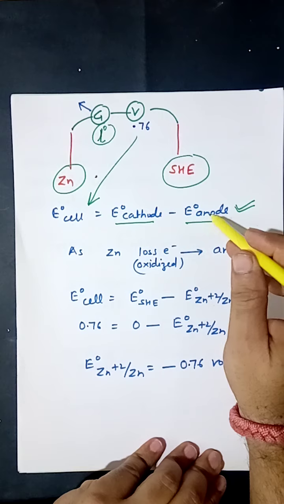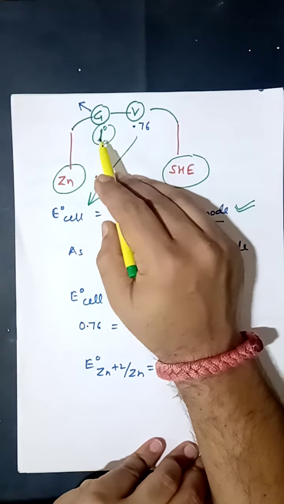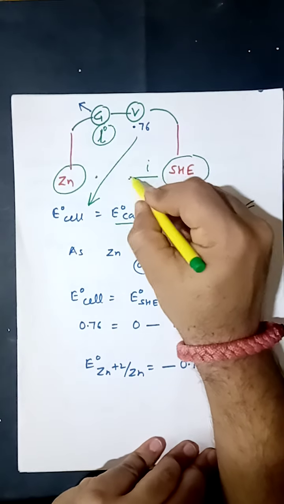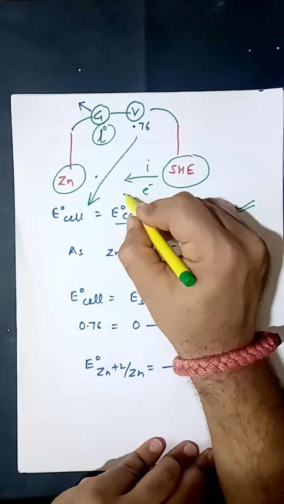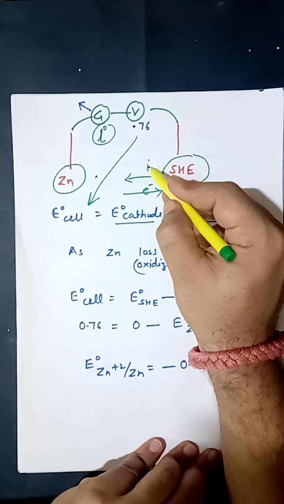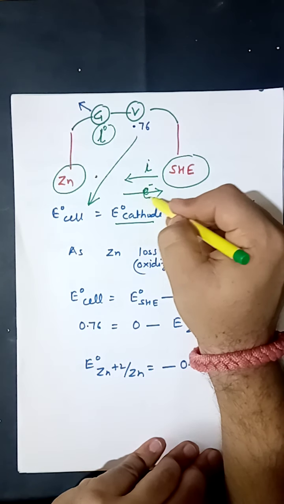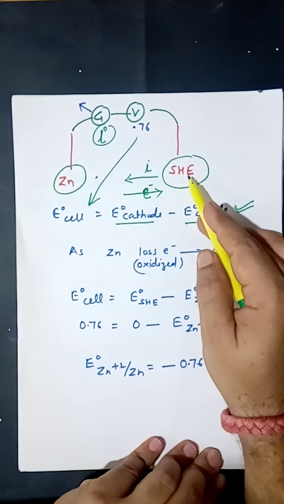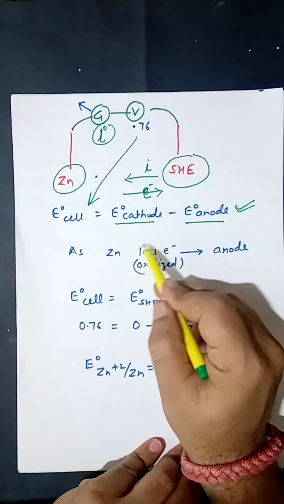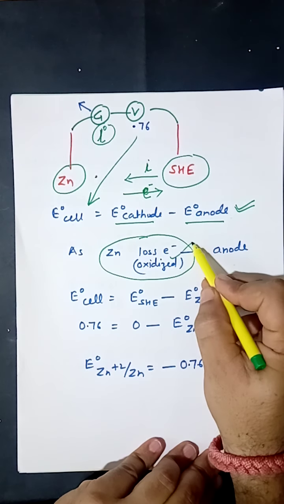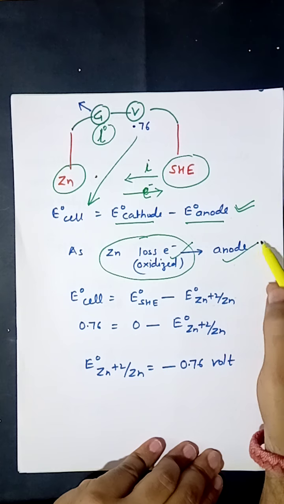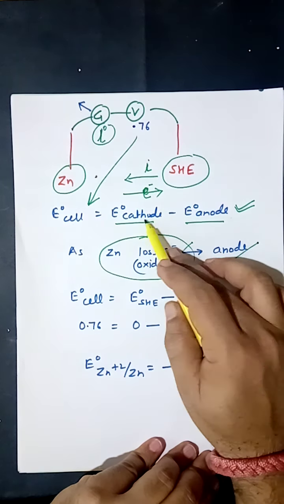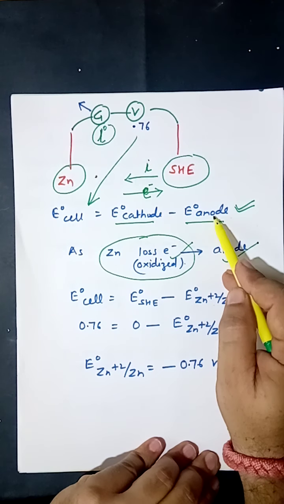Now which is the cathode and which is the anode here? To identify, look at the direction of flow of current. It is from hydrogen to zinc. You know that electrons move in the opposite direction compared to current. This means here zinc loses electrons and hydrogen gains electrons. And if zinc loses electrons, it means zinc is oxidized, it behaves like the anode. Remember once again, oxidation always takes place at the anode. So out of these two electrodes, we have identified zinc as the anode.